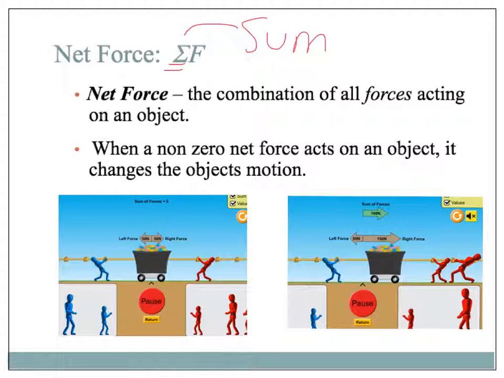This next sentence is missing from your notes. You'll need to add it in. When a non-zero net force acts on an object, it changes the object's motion.